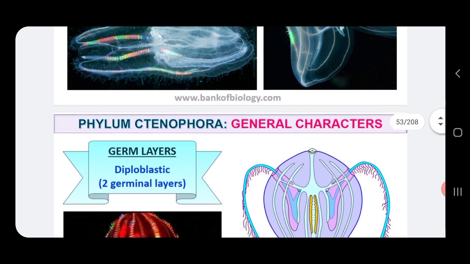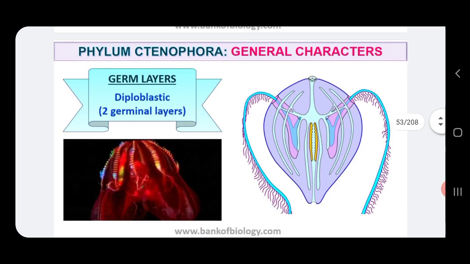Then next one is regarding the body wall. Here the body wall is made up of two layers, that is they are diploblastic, or you can say it is made up of two germ layers, that is outer ectoderm and inner gastroderm. And in between these two layers there is a presence of a non-cellular jelly-like layer known as mesoglea. Sometimes due to presence of this jelly-like layer, ctenophorans may also be considered as triploblastic, but actually these are diploblastic because they are made up of two germ layers, that is ectoderm and gastroderm.